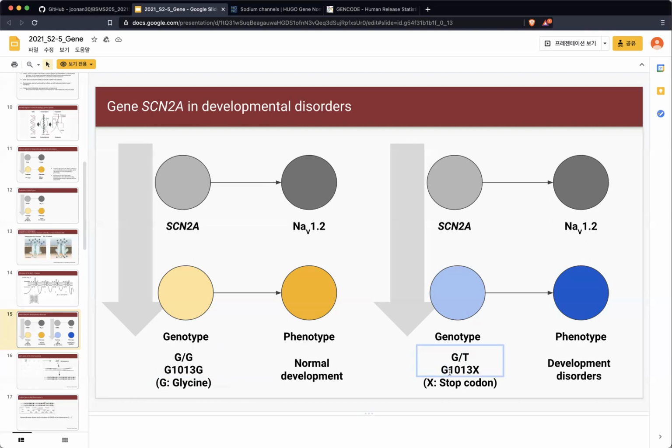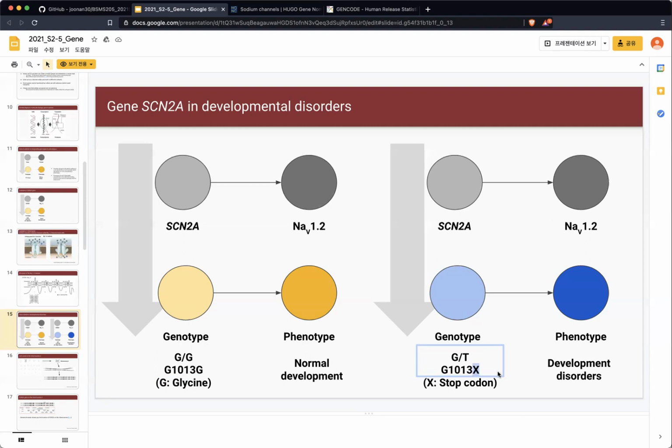So this G is not the DNA nucleotide G. This is the glycine, right? That is changed to the stop codon, so no more amino acids are translated after this sequence. In that case, because of this one DNA change, your SCN2A is corrupt, and your SCN2A is not working properly.